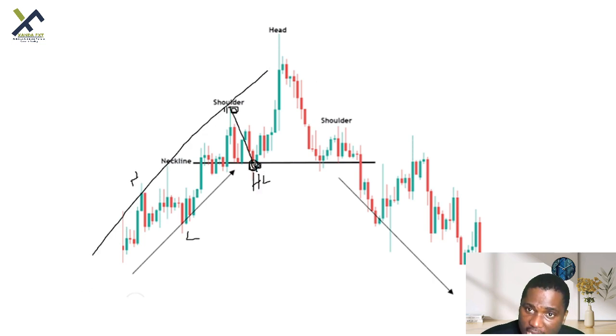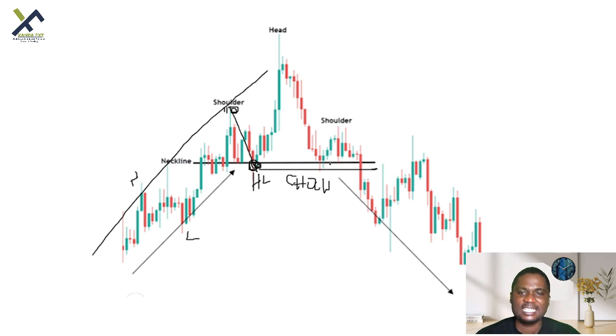This was my last correctional wave. At this level here, there was a change of character. The pattern changed. Now that I'm anticipating a downward movement, where should be my entry? At the sell side liquidity. Remember, this is my sell side liquidity. So this sell side liquidity becomes my entry.